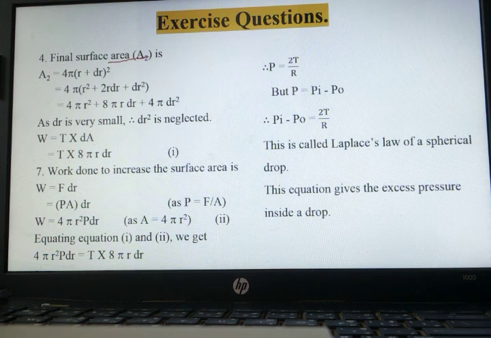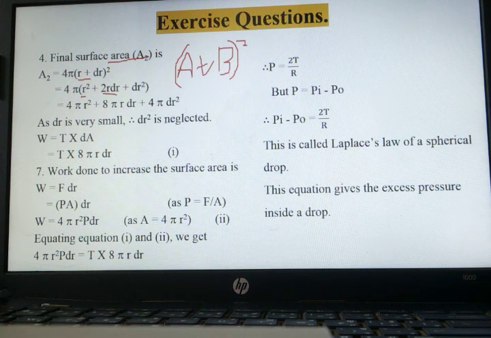Now the final surface area, with the radius increased by dr, can be written as 4 pi bracket r plus dr square. What is the formula for a plus b whole square? A square plus 2ab plus b square. Here a is r, b is dr. Opening the bracket, we get 4 pi r square plus 8 pi r dr plus 4 pi dr square.